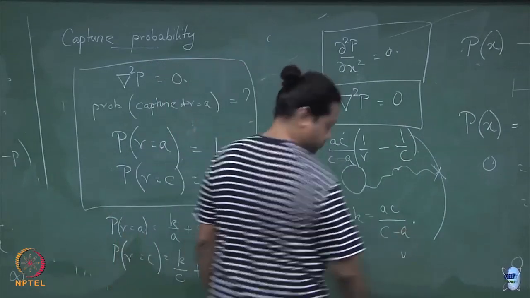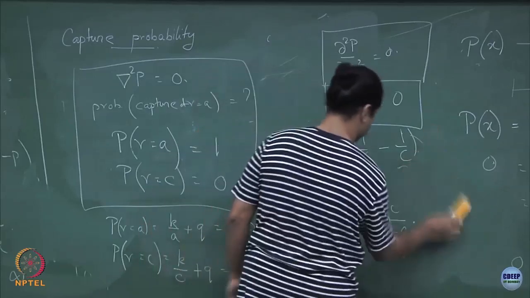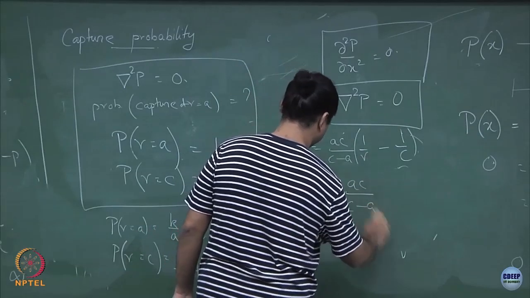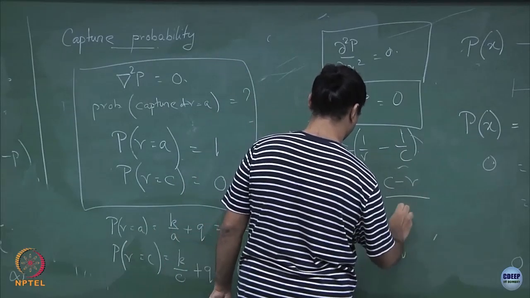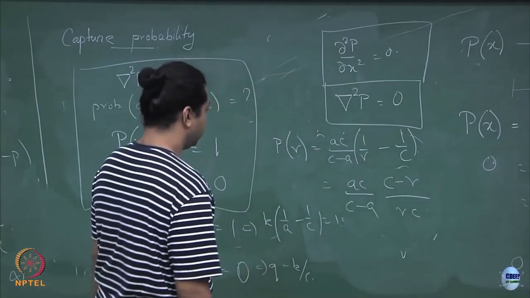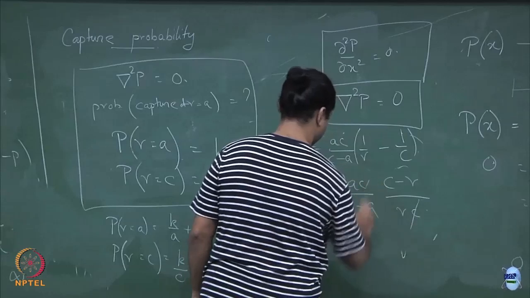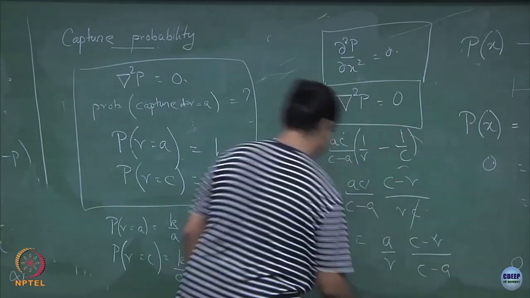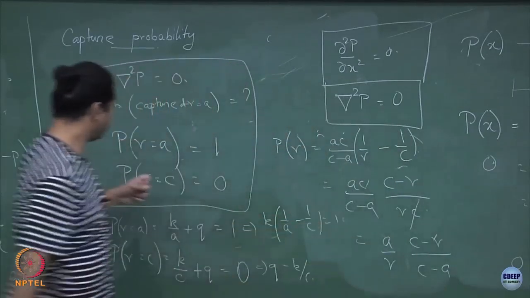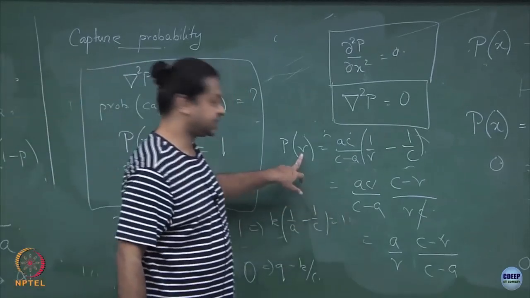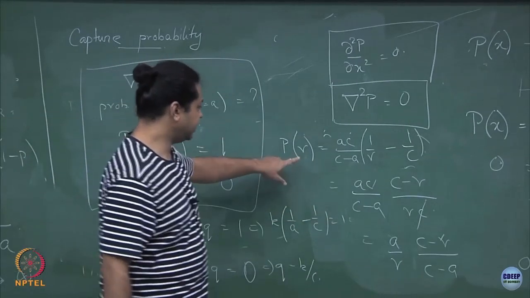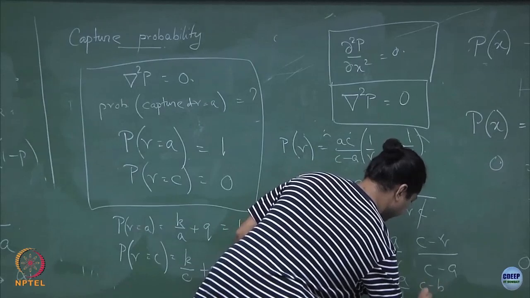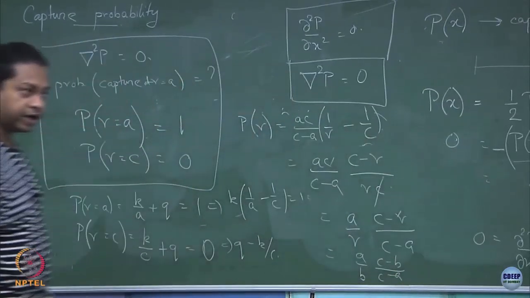I hope this is right, correct me if I am doing anything wrong: a c by c minus a, times c minus r by r c. So, this is a by r, c minus r by c minus a. This is the probability that it gets captured at the inner sphere if you have released it starting at r. In this setup we were releasing it at r equal to b. So, if you put r equal to b, you get exactly what we had earlier, a by b, c minus b by c minus a, right.